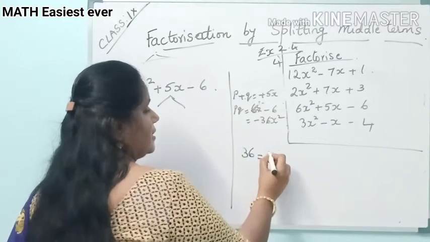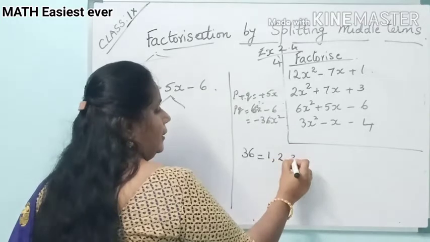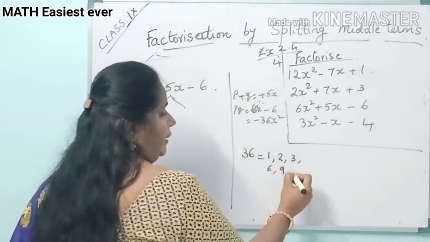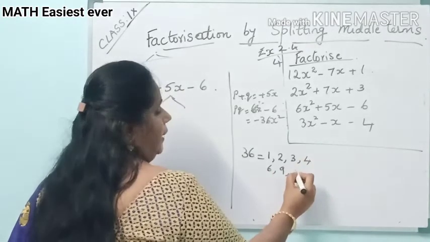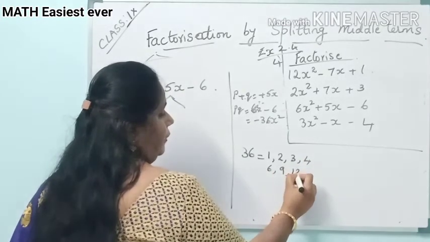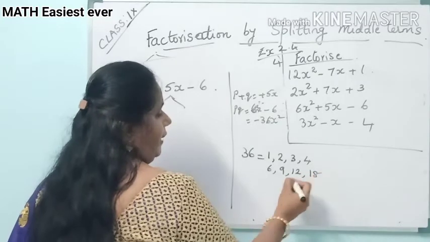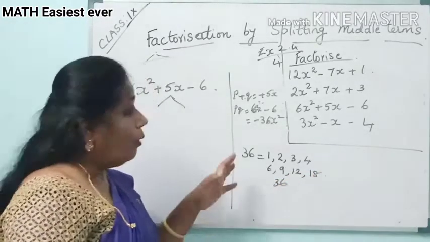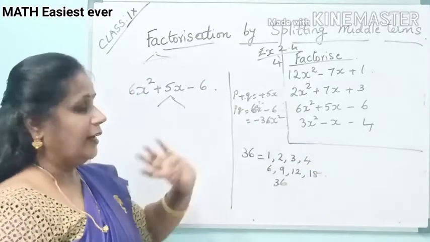What are the factors of 36? 1, 2, 3. Then you have 6 is a factor. Then 9 is a factor. 4 is a factor. Then 12 is a factor, 12 3s are 36. 18 is a factor and 36 is a factor. This is another easy way to find out. Write all the factors of 36 and try to get that.